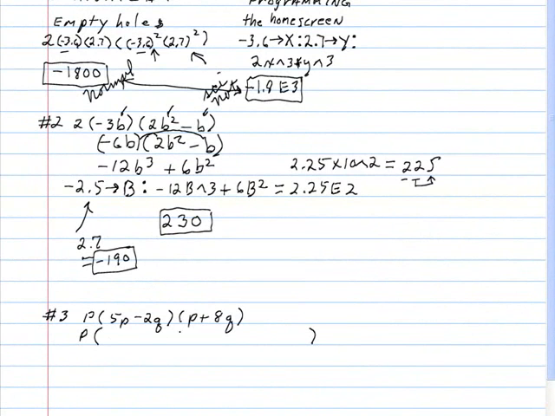Now to get the something, I'm going to pretend for just a second that I don't know how to FOIL. And for those who don't know how to FOIL, I'm going to take this bracket and distribute it to the first term and to the second term. Here's what that looks like. Bracket 5p minus 2q times p plus bracket 5p minus 2q times q. Whoops, times 8q.